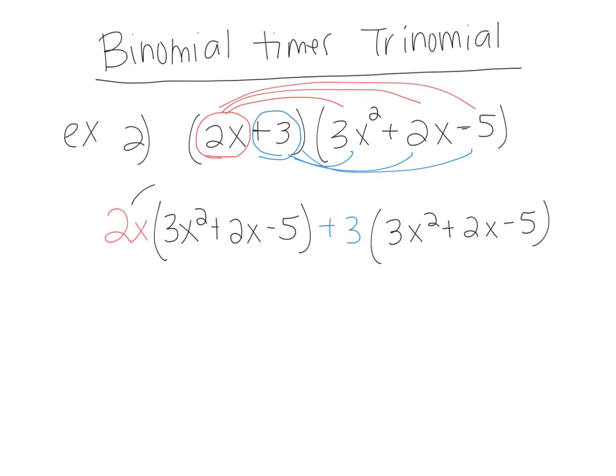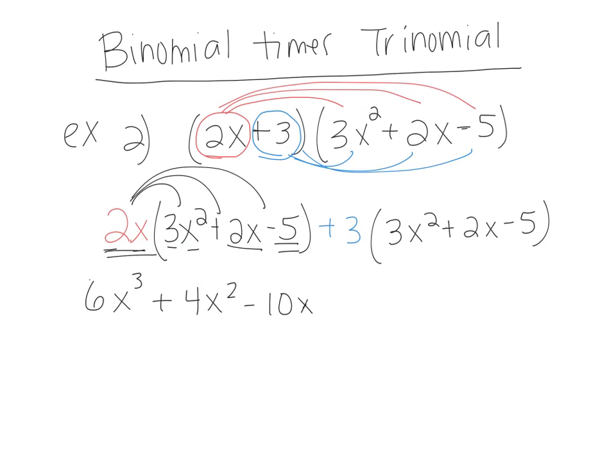Okay, then from here we're going to do the same thing we did with the binomial times a binomial. After we've broken it up, we're going to go ahead and distribute. So this is going to give me 2 times 3 is 6. X times x. Remember, when you multiply like bases, you add the exponents. So this becomes x to the third. And then 2x times 2x gives me 4x squared. Then 2x times negative 5 gives me negative 10x.